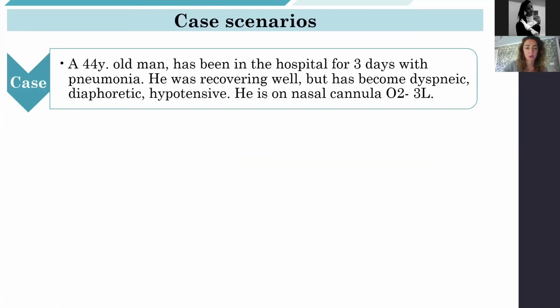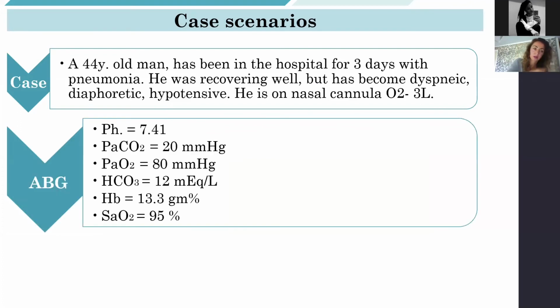We will continue with the first case scenario. We have a 44-year-old man who has been admitted to the hospital for 3 days with pneumonia. He was recovering very well, but has become dyspneic, diaphoretic, and hypotensive. He is on nasal cannula with 3 liters of oxygen. When we obtain his arterial blood gas, it shows pH is 7.41, PCO2 is 20, PO2 80, bicarbonate is 12, hemoglobin is 13, and the saturation with oxygen is 95%.